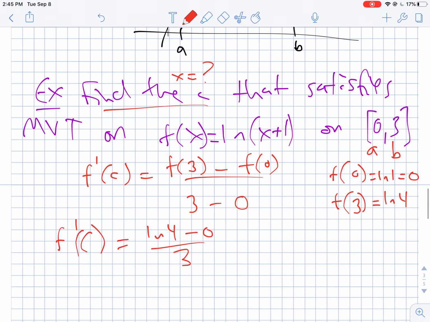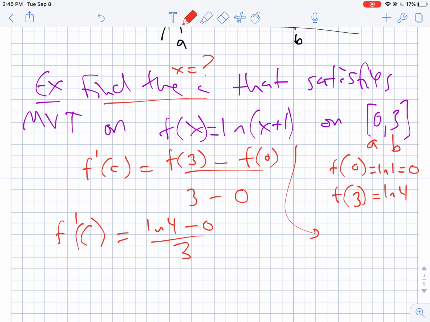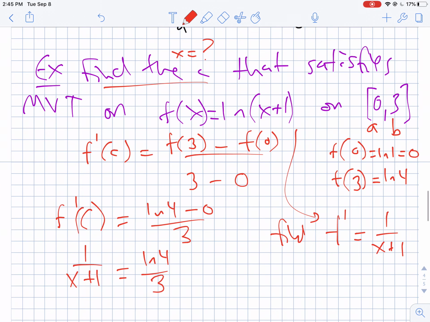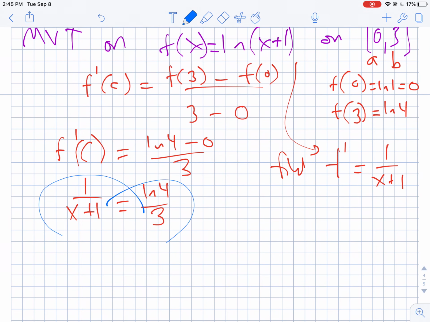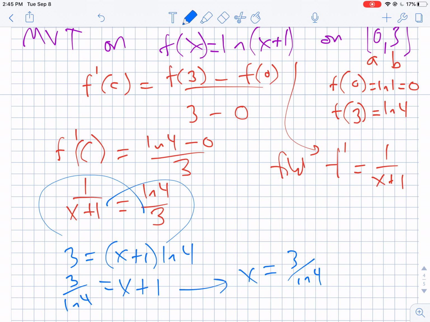Now what is f prime? We can look at this function and find f prime. My f prime here is 1 over x plus 1, chain rule times 1. So we're saying 1 over x plus 1 equals ln of 4 over 3. We could solve this in a couple different ways. We can cross multiply, for instance, or you could just flip both fractions. So 3 equals x plus 1 times ln of 4. So 3 over ln of 4 equals x plus 1. So x equals 3 over the natural log of 4, minus 1. Okay, so that's just doing some algebra.